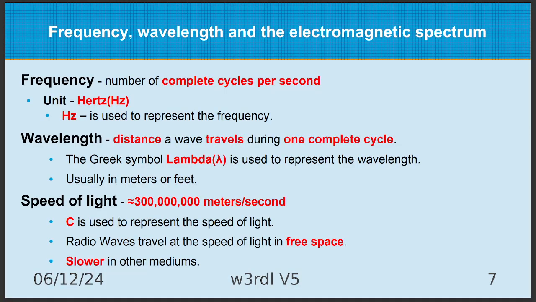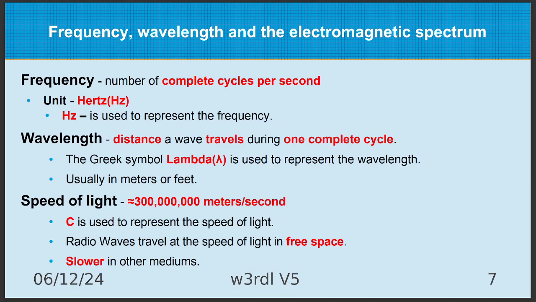Frequency, wavelength, and electromagnetic spectrum. The frequency is the number of complete cycles per second. The unit is hertz, and a capital H with a lowercase z is how hertz is represented. Wavelength is the distance a wave travels during one complete cycle. So from the time that the signal first leaves one antenna and makes one complete cycle, how far does it get? That's what we're looking at.